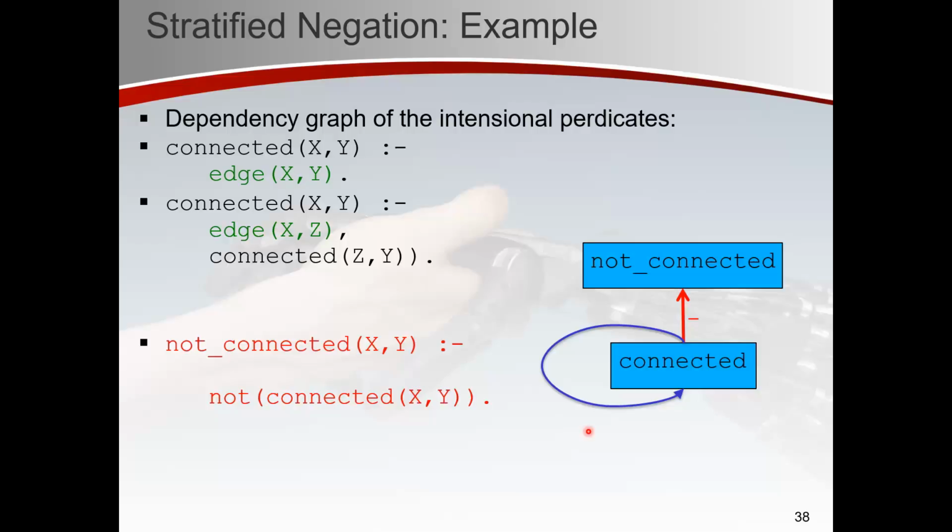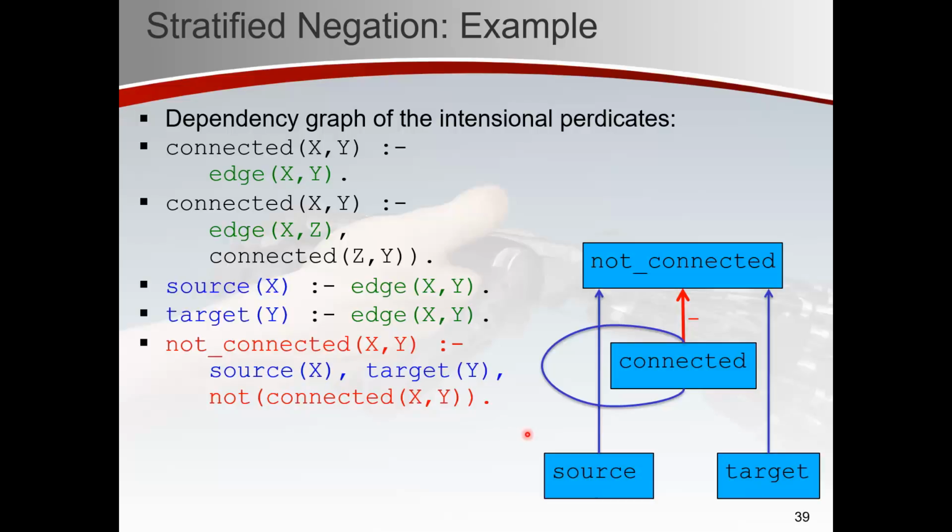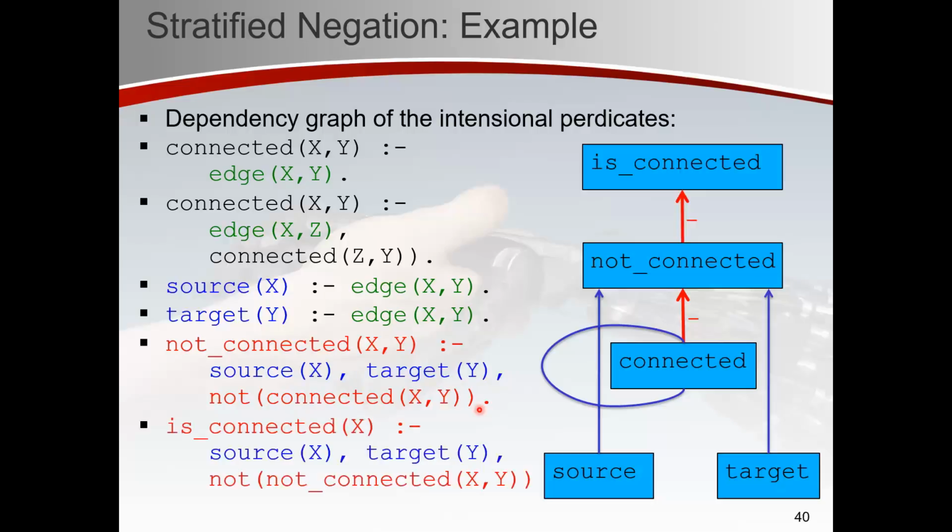Okay, we said that these variables here must appear somewhere in the body, otherwise it's not admissible. So we introduce two rules, source x and target y, which just pick one of these two from the Edge database, and we can include them. So we have a restricted value for these variables here, and then it's okay for Datalog.